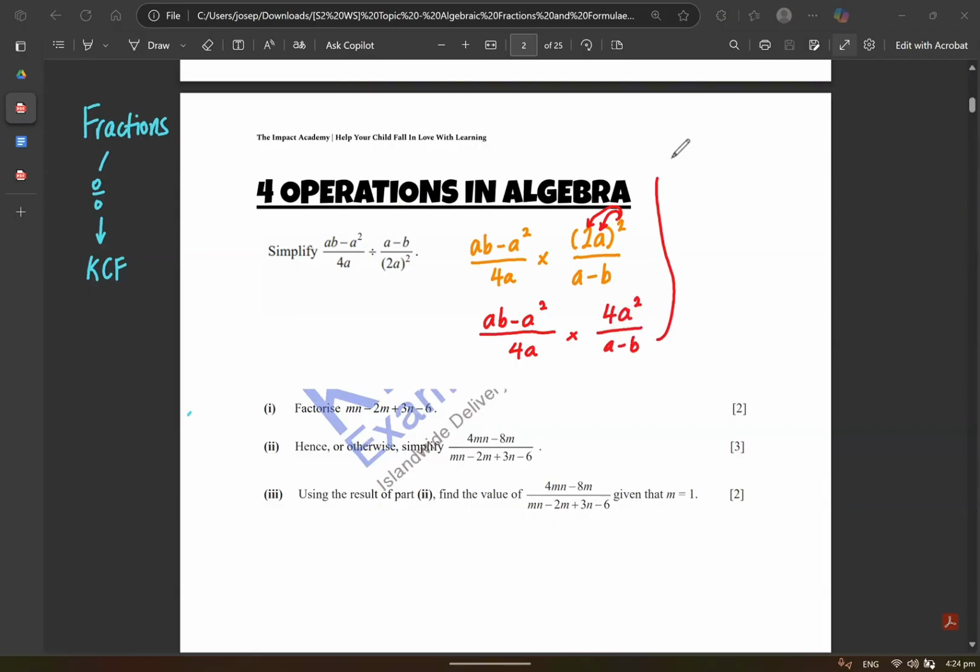I'll continue from here. Now, when you look at the left-hand side, you realize there isn't much that you can do except for something called factorization. So what is common over here? Well, A is common, right? So you divide by A. What are you left with? B minus A. Make sense? Over 4A times 4A squared over A minus B.